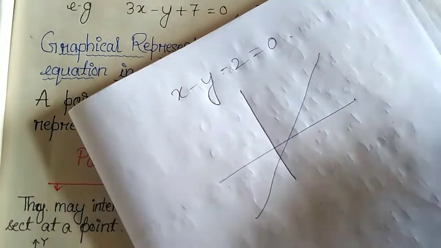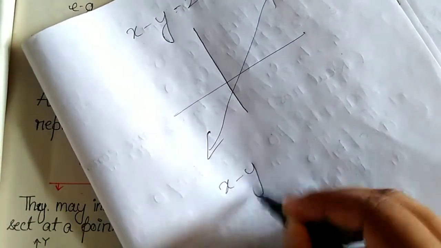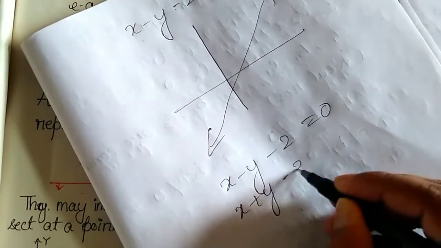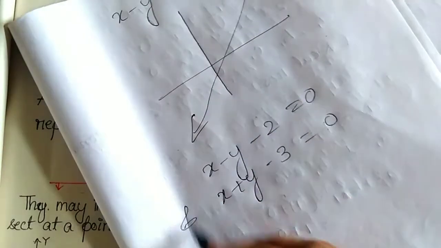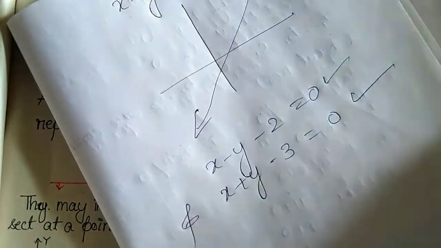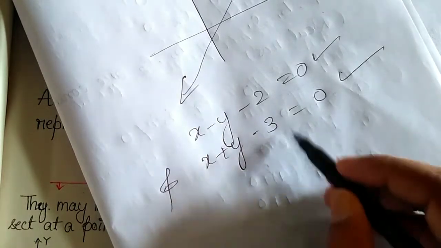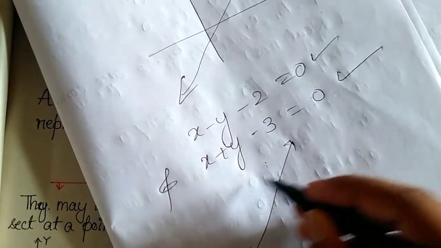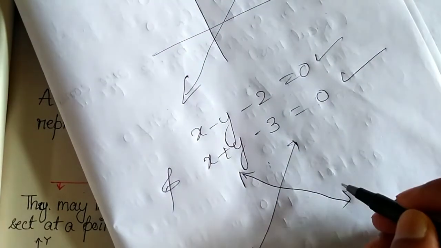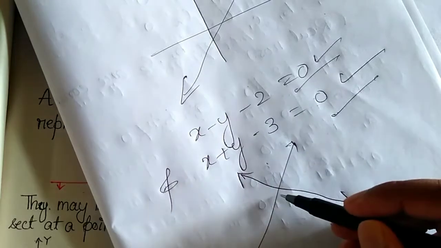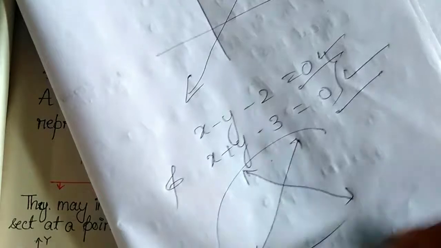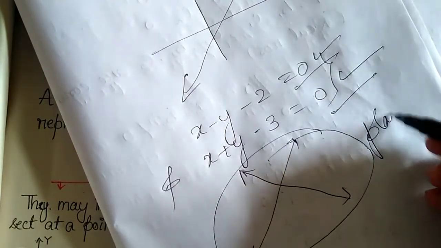Okay, so similarly, when you take a pair of linear equations, suppose now x minus y minus 2 equals 0 and x plus y minus 3 is equal to 0, each of them will be representing a line. Okay, and both of them will be taken together. That means there will be one line of this form, another might be a line of this form. Each of them is going to represent a line, and both lines will be taken together in a plane.